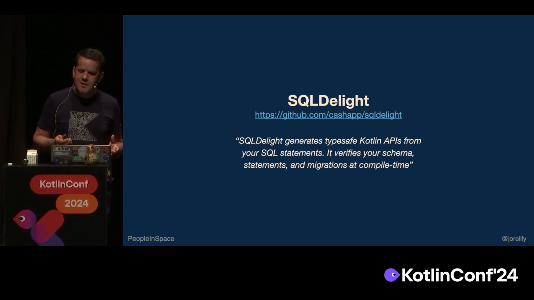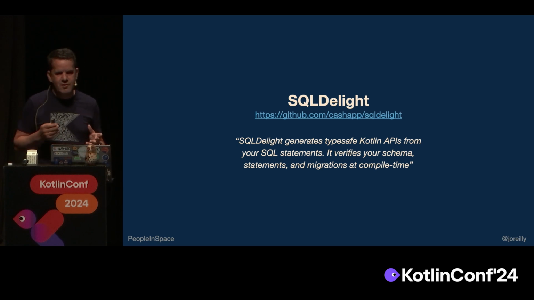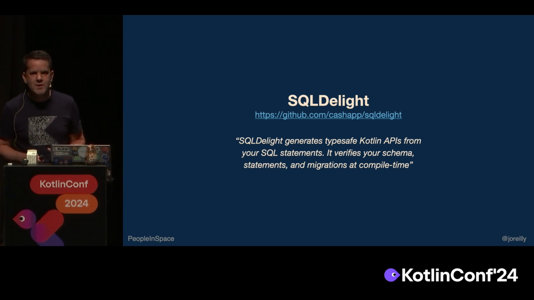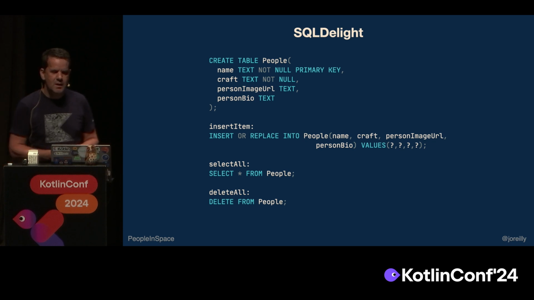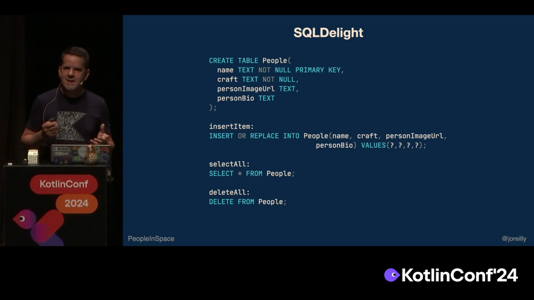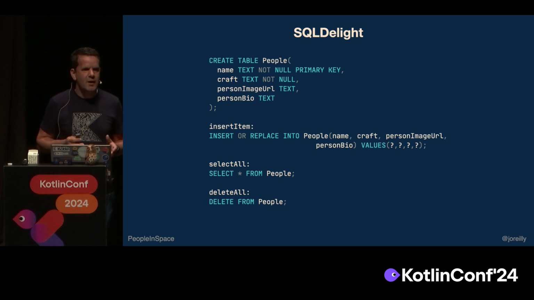Okay, now that we've got our data from the backend, we need to store it locally. And for that, we're using the SQLDelight library. This works by generating type-safe Kotlin code from a series of SQL statements. And these are the SQL statements for the People in Space sample. We have a statement for creating the table, and then ones for inserting, selecting, and deleting data. And note that the names shown above the statements are what are used in the Kotlin code generated, as we'll see next.